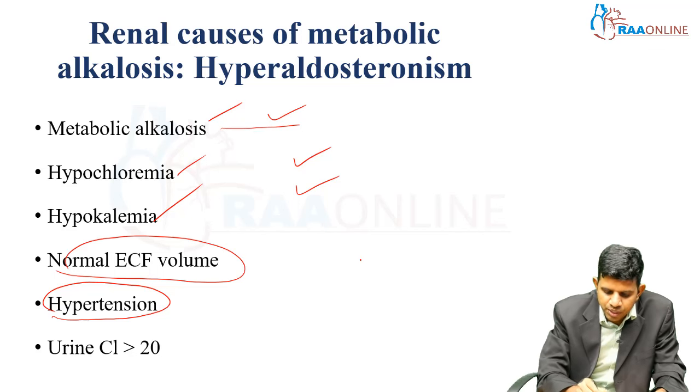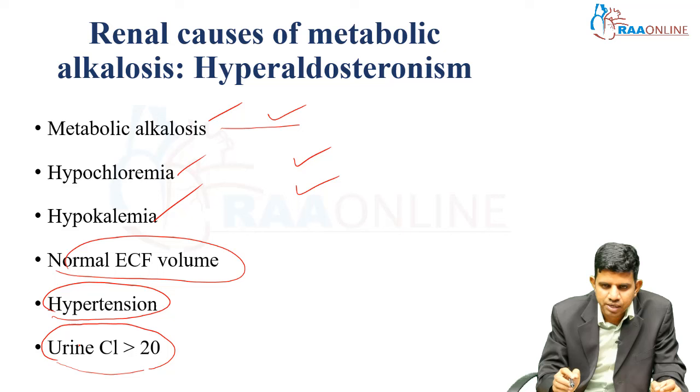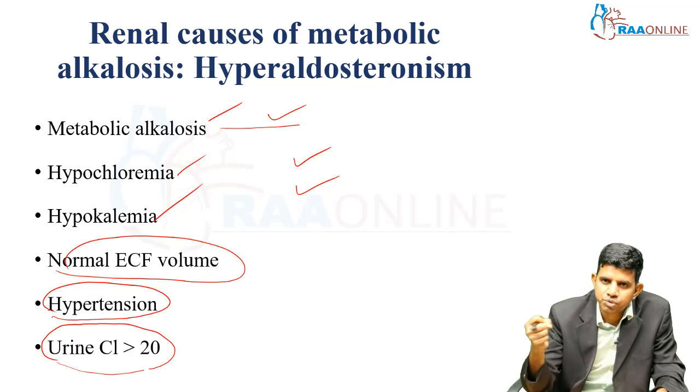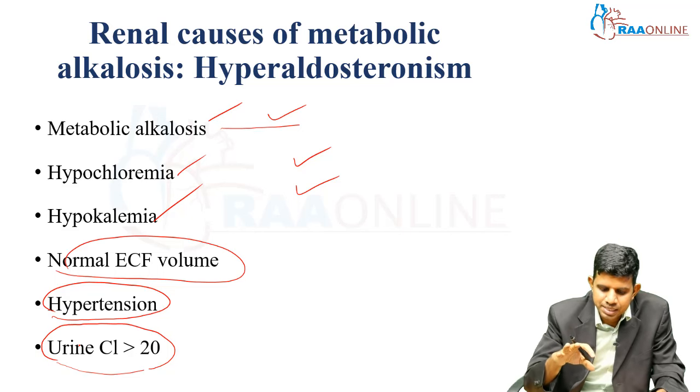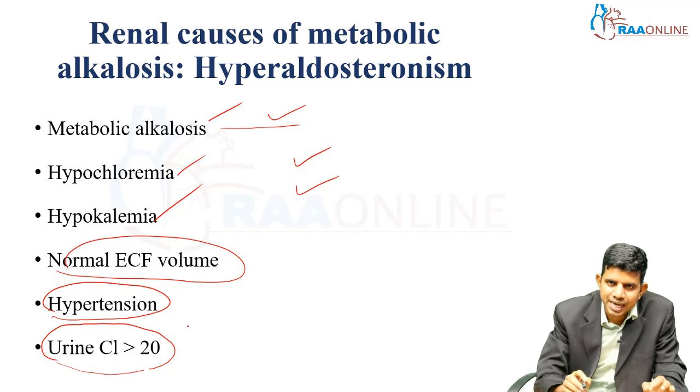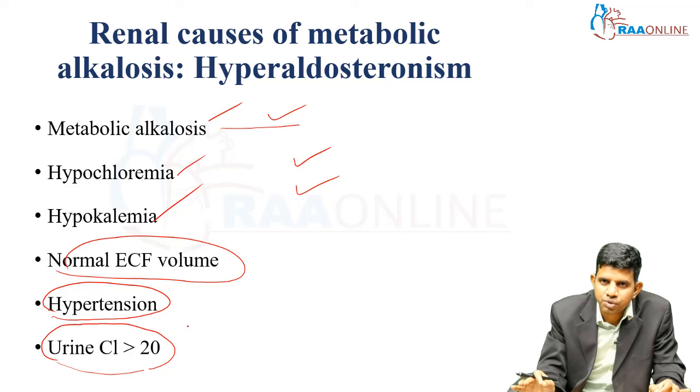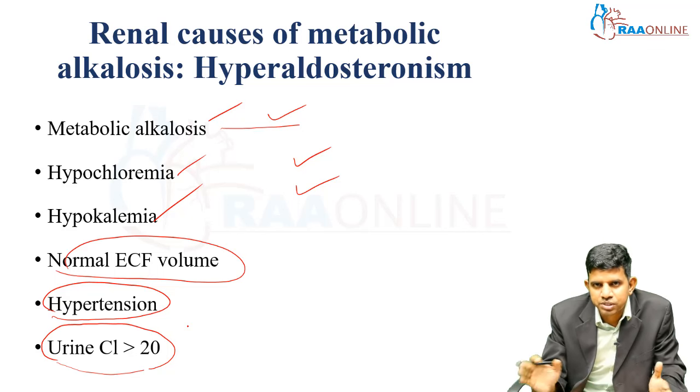What about the urine chloride? In a hypovolemic condition, the kidney tries to absorb more sodium, more chloride, and more water. In hyperaldosteronism there is no hypovolemic status, so urine chloride excretion will be normal, more than 20. In a GI cause of metabolic alkalosis, the urine chloride will be less than 20. In a hyperaldosteronism condition, urine chloride will be more than 20. This is one way you can differentiate the GI cause from the non-GI cause.